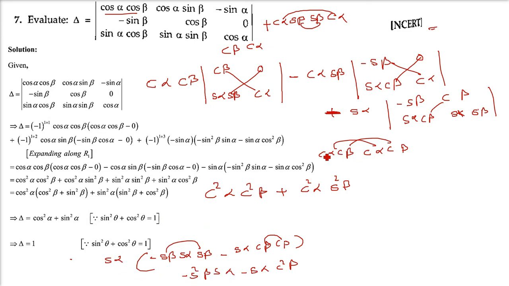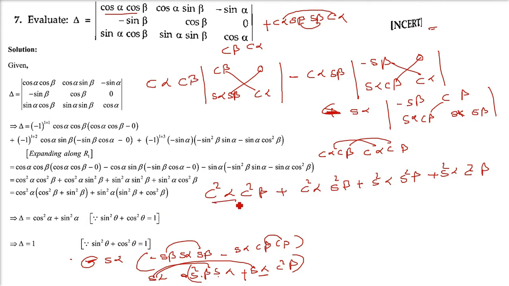Minus is already there. We can take minus common. So when we take minus common, minus is already there, it will be positive. Sin alpha, I am multiplying it, so it will be sin square alpha sin square beta, and sin square alpha cos square beta. Then we take cos square alpha common, so it will be cos square beta plus sin square beta, or sin square beta plus cos square beta.